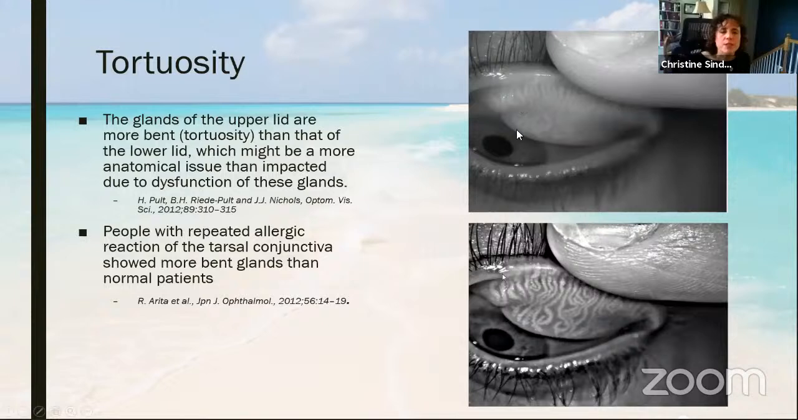You want to note if there's any tortuosity. Now, the jury's still out on what tortuosity means. Some research shows that people who have more evidence of allergic conjunctivitis have more tortuosity of their meibomian glands, and there's other evidence that this is just anatomical, and we really need to be looking at whether the glands are inspissated or whether the glands have atrophy as a more clinically applicable indication.